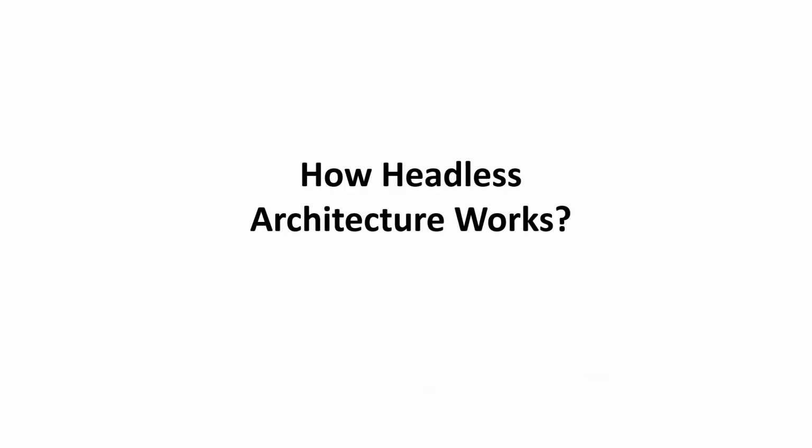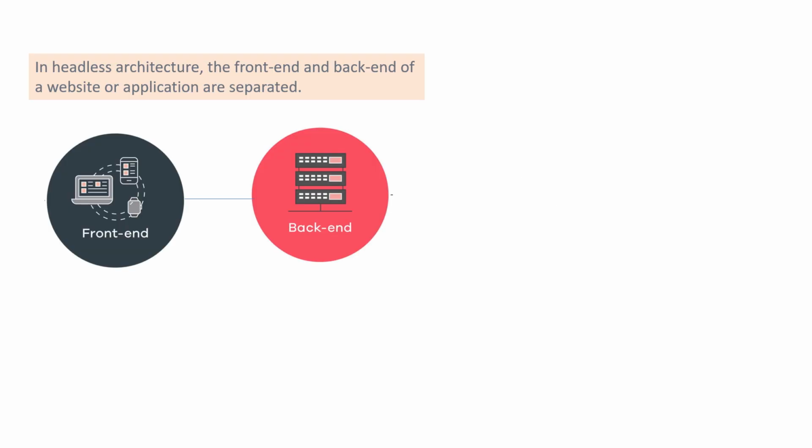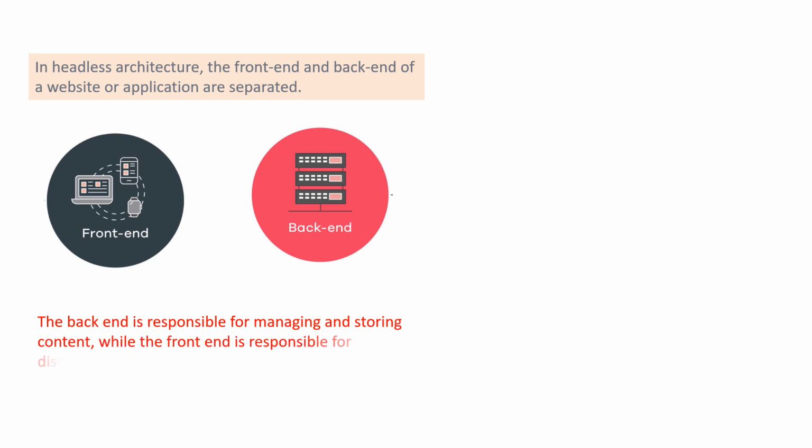And now we can see how the headless architecture works. In the headless architecture, the front end and the back end of the website or application are separated. Now we can see what the back end is responsible for. This is responsible for managing and storing the content, while the front end is responsible for displaying the content to the users, that we already know.